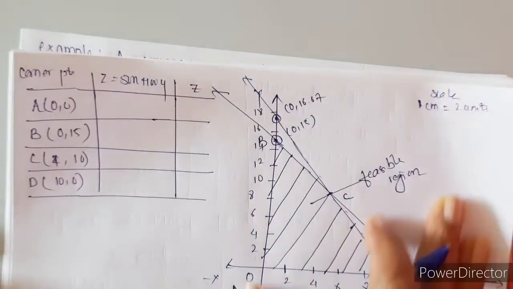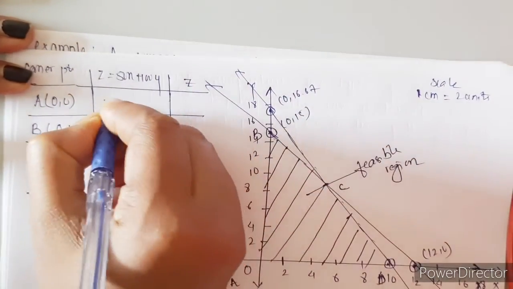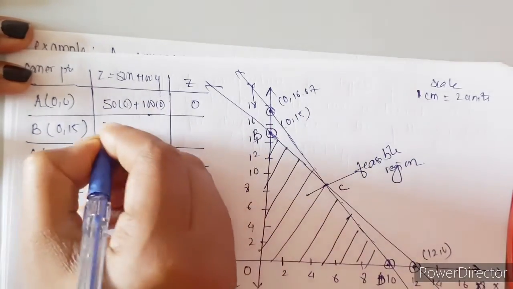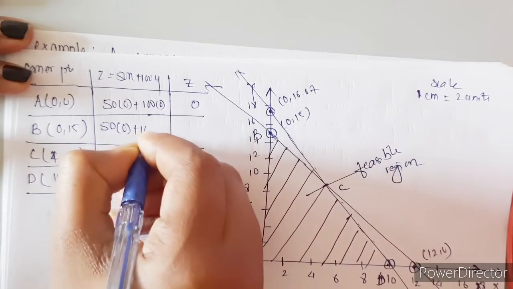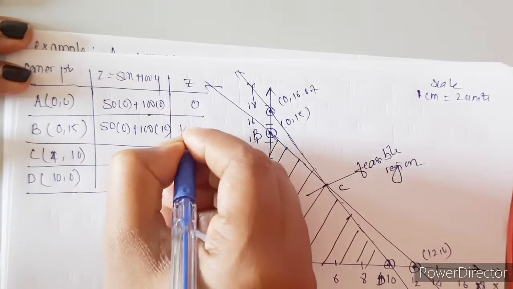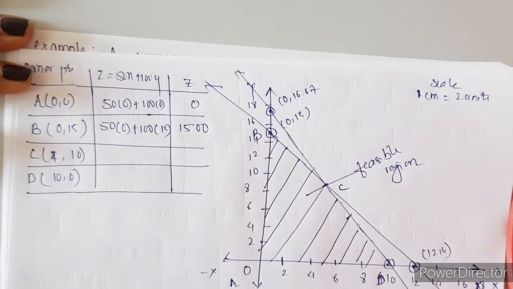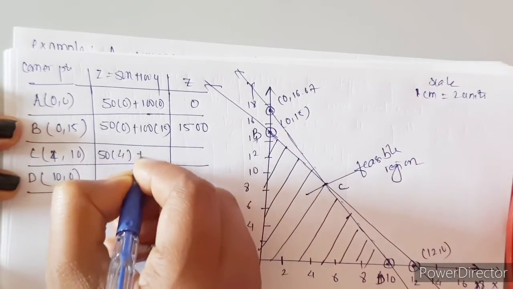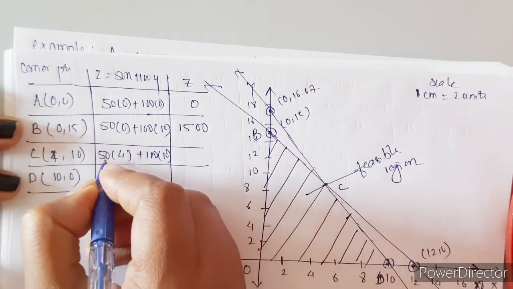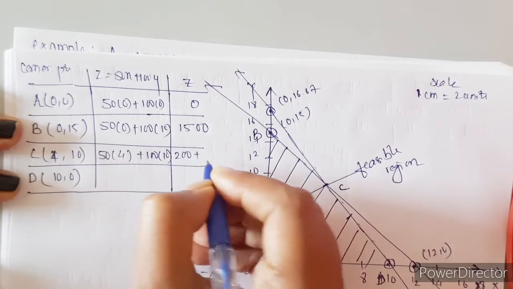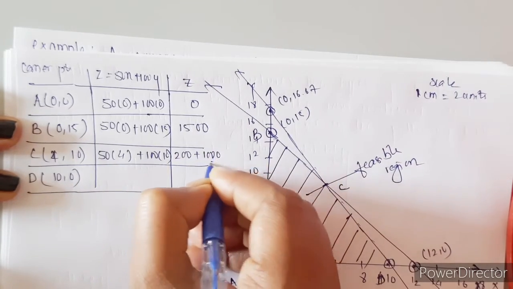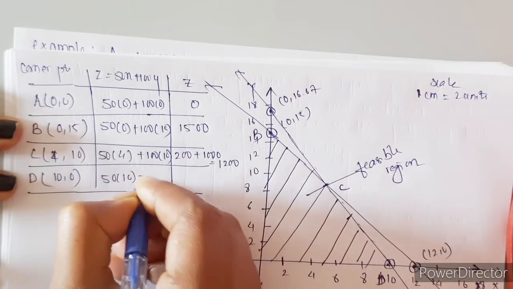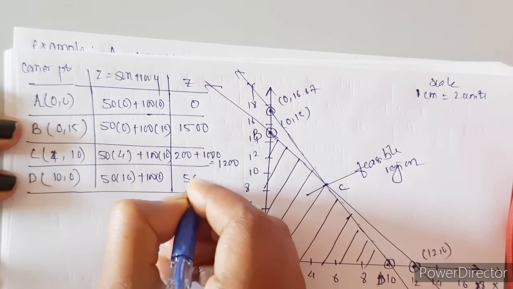Now we need to find value of z. Substitute, this will be 50 into 0 plus 100 into 0, so 0. Next is 50 into 0 plus 100 into 15, so this is going to be 1500, right? Next 50 into 4 plus 100 into 10, so this will be 200 plus 1000, which is equals to 1200. Last is 50 into 10 plus 100 into 0, which is 500.